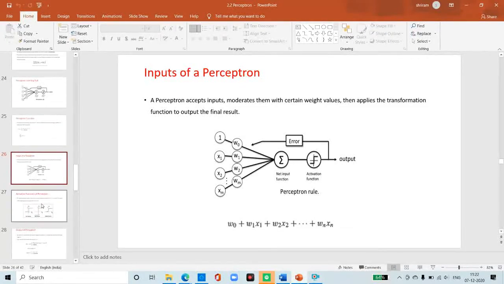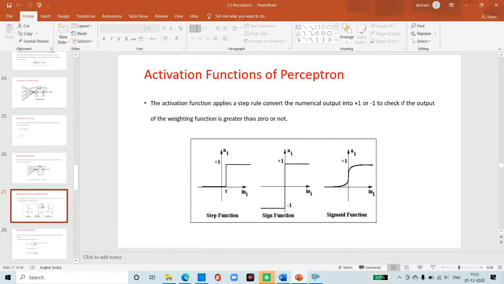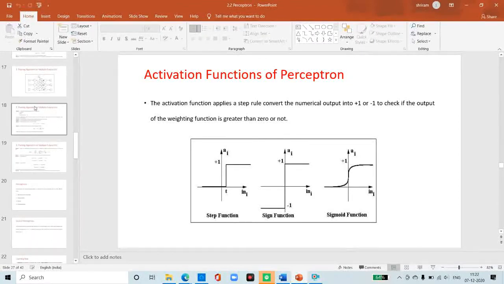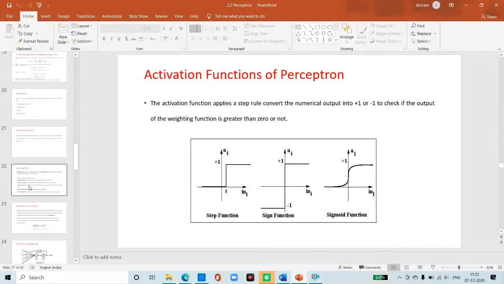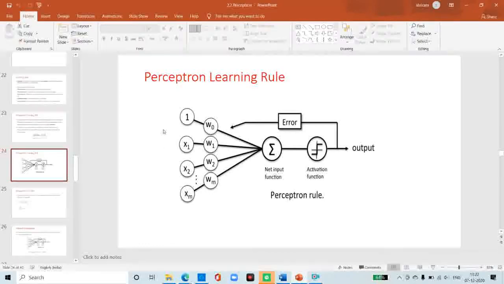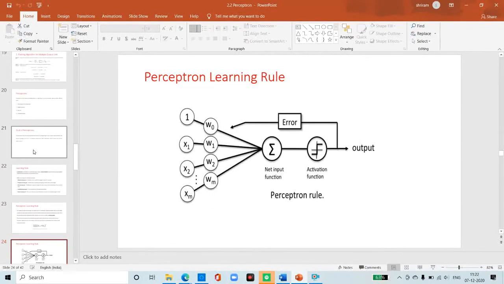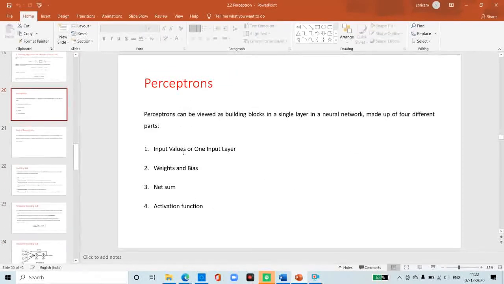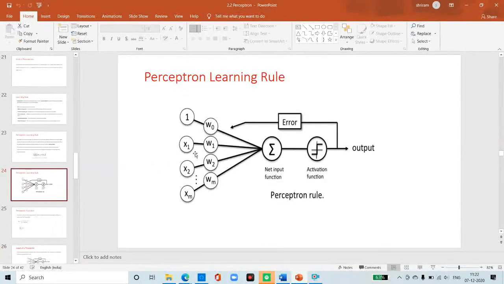So next we discuss the activation function of a perceptron. Up to this point, a perceptron model has four parts: input values, weight and bias, net input function, and activation function.